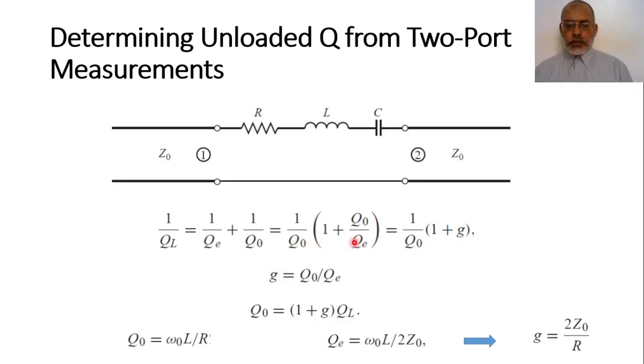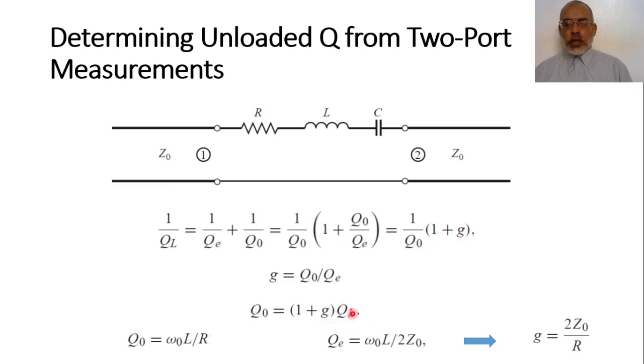So in this case, 1 over Q loaded would equal 1 over Q naught multiplied by 1 plus G, where G is the coupling coefficient. Or in other words, we can say that Q naught equals Q loaded multiplied by 1 plus G. The unloaded quality factor, which is required to be determined, equals 1 plus the coupling coefficient, multiplied by the loaded quality factor.